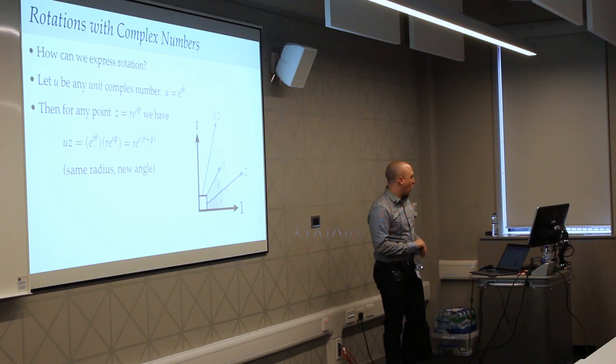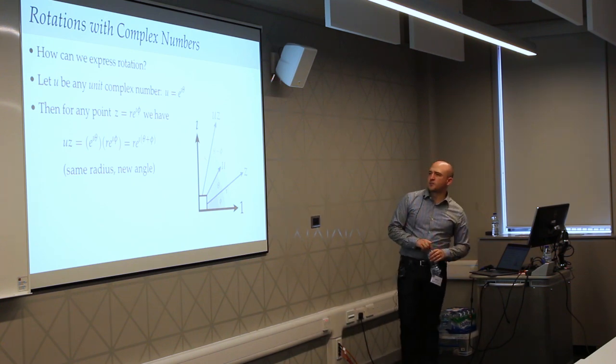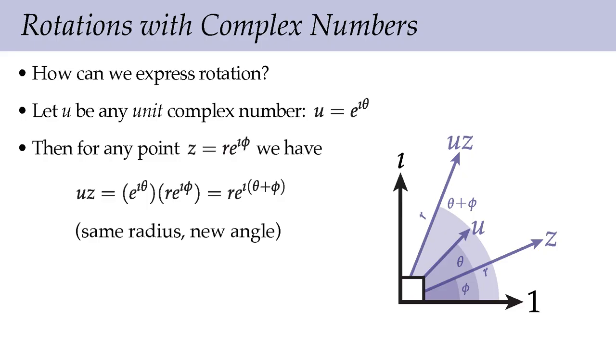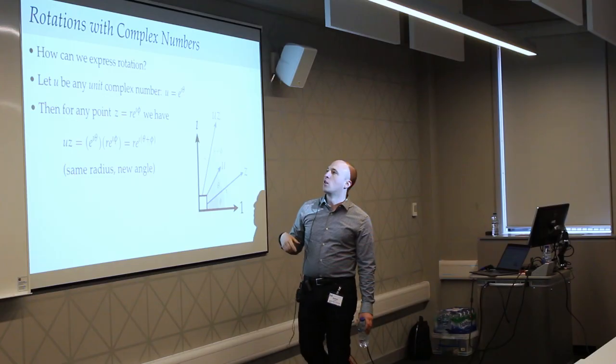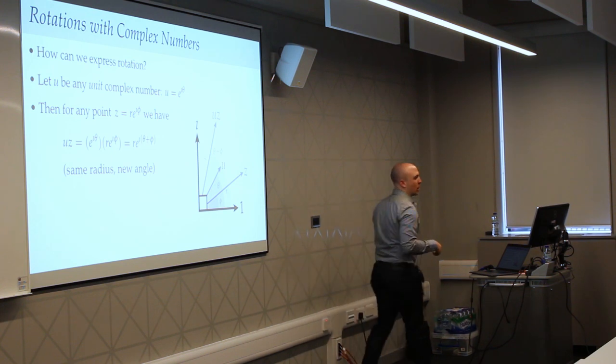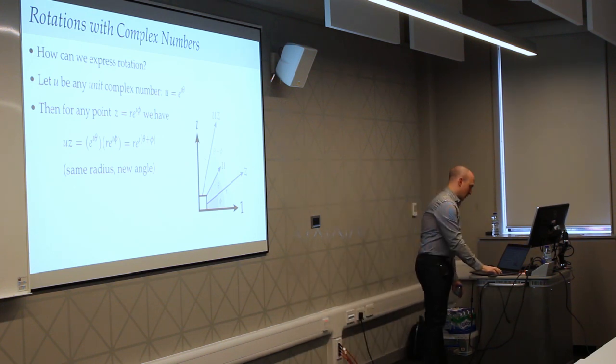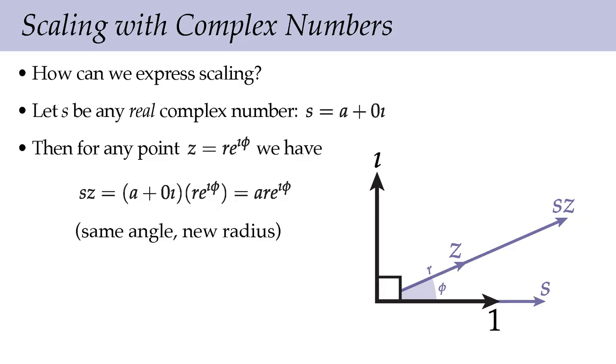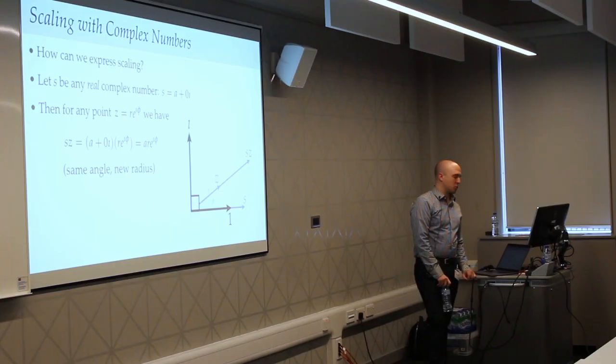So how do we express an arbitrary rotation? Again, I don't want to go into too much detail, but this is why this is so nice. If I have two numbers, I've written down their angles. If I take their product, well, e to the something times e to the something else is e to the sum of those things. The angles just add when I multiply complex numbers. What about scaling? Well, scales multiply when I multiply complex numbers.